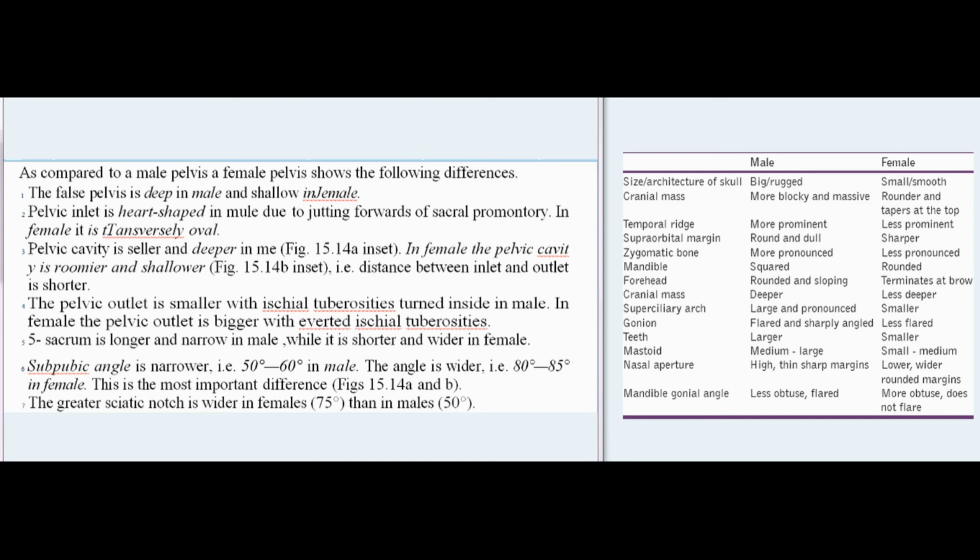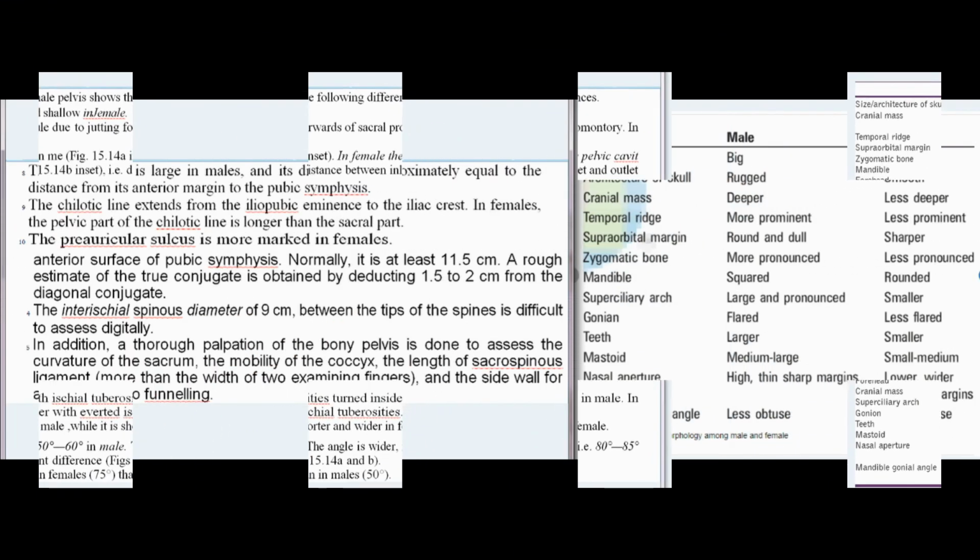6. Subpubic angle is narrower, i.e. 50°-60° in male. The angle is wider, i.e. 80°-85° in female. This is the most important difference, Figs 15.14a and b. 7. The greater sciatic notch is wider in females, 75 degrees, than in males, 50 degrees.